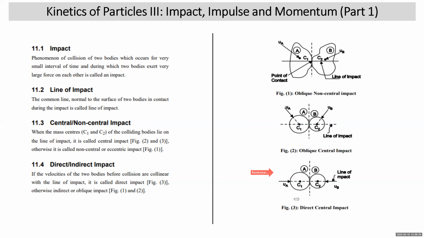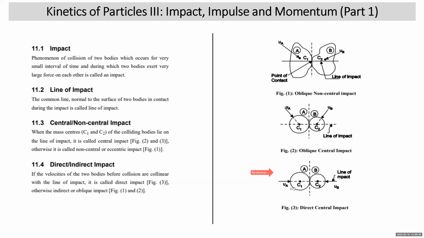Third diagram is an example of direct central impact. CG of the two bodies C1 and C2 are lying on line of impact. We call it as central impact. Initial velocities are collinear with line of impact. We call it as direct. So put together, this diagram is an example of direct central impact.